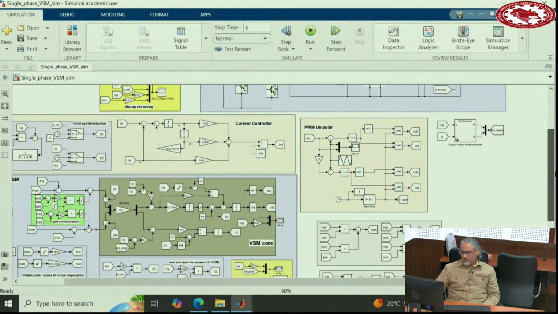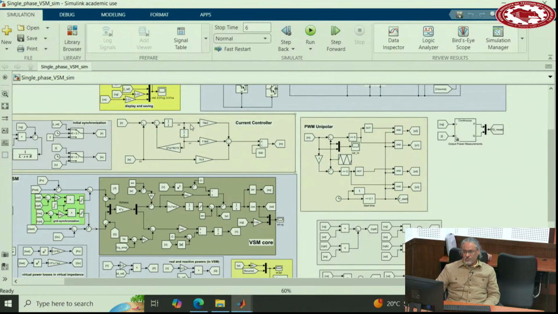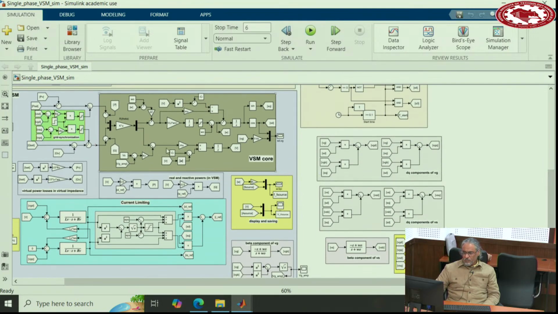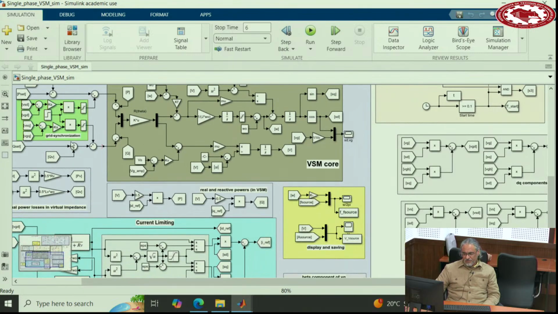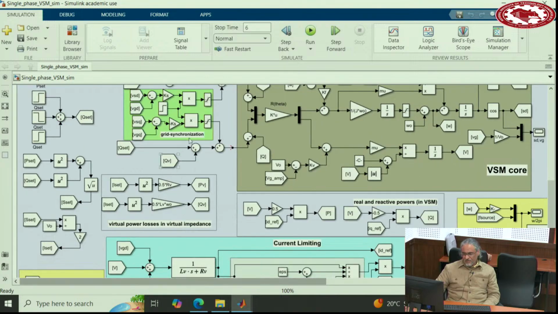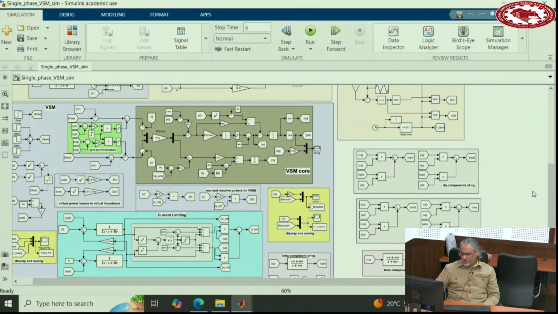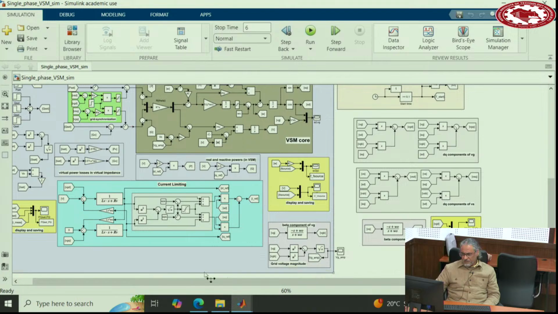So this is the PWM part, this is the current controller part, this is the core VSM part, and this is the current limiting part. Okay. And these blocks are just to calculate real power, reactive power, bring it here. This is the grid synchronization part. And a lot of these blocks are for display and saving, here and there.